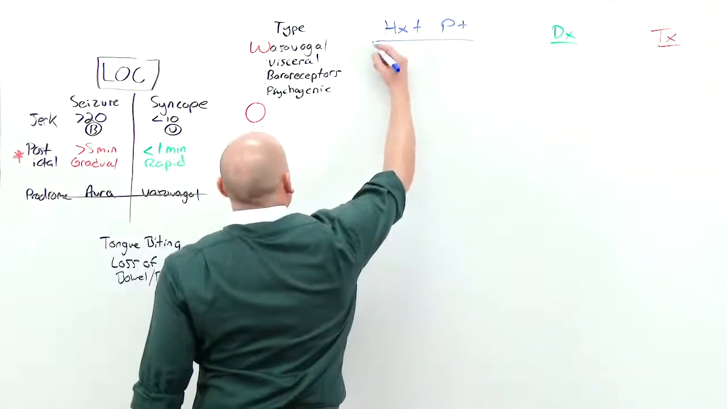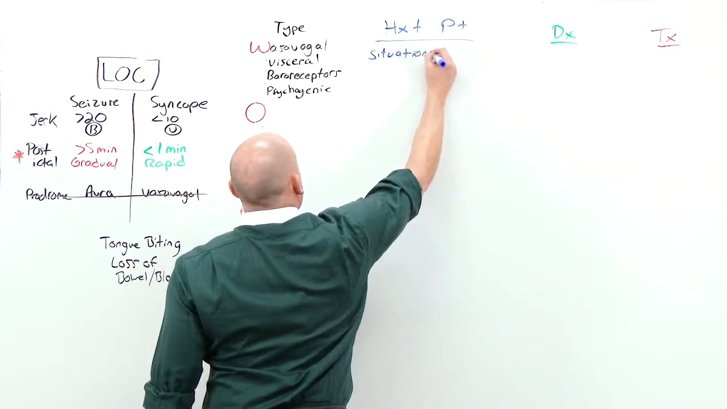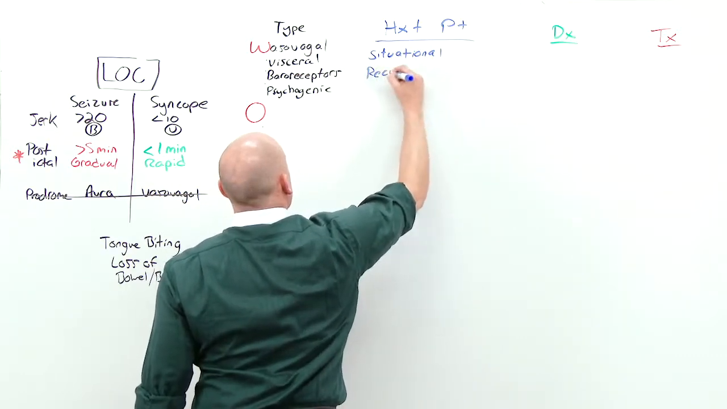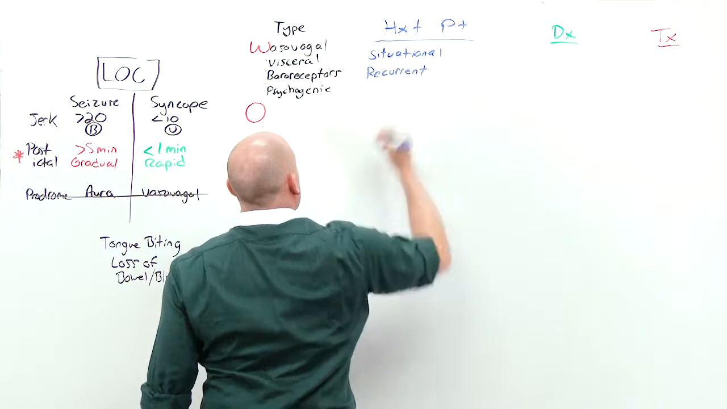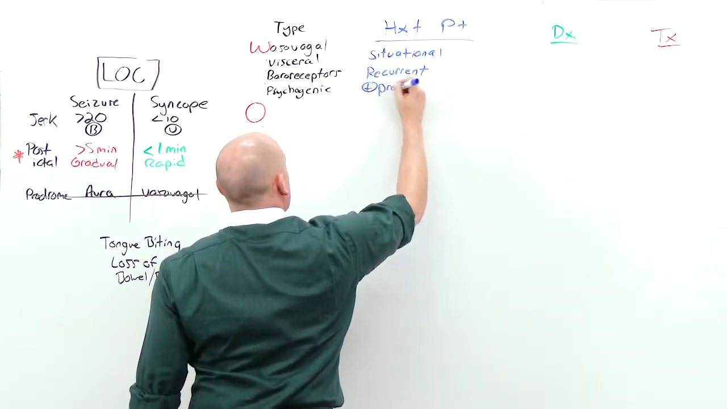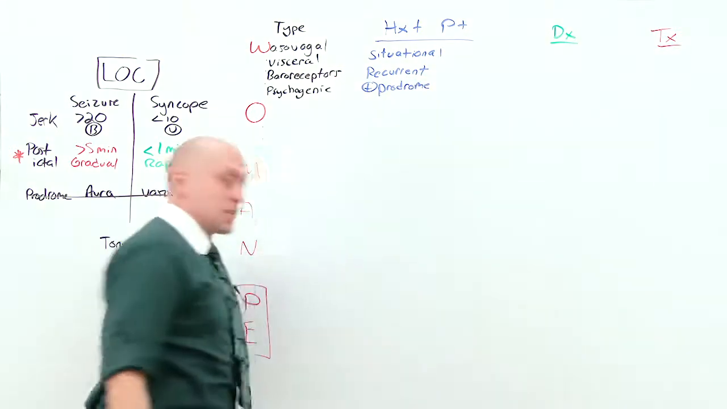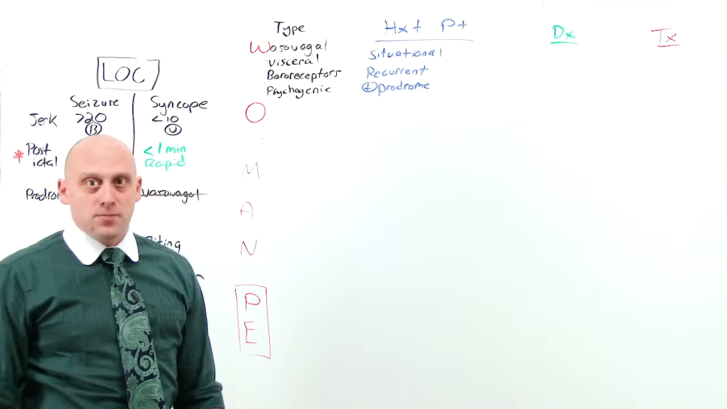They are situational. And they are recurrent. Usually you can reproduce them. And people who have vasovagal syncope have a prodrome. They know that's going to happen. They feel themselves going out so they can take a seat before they pass out.